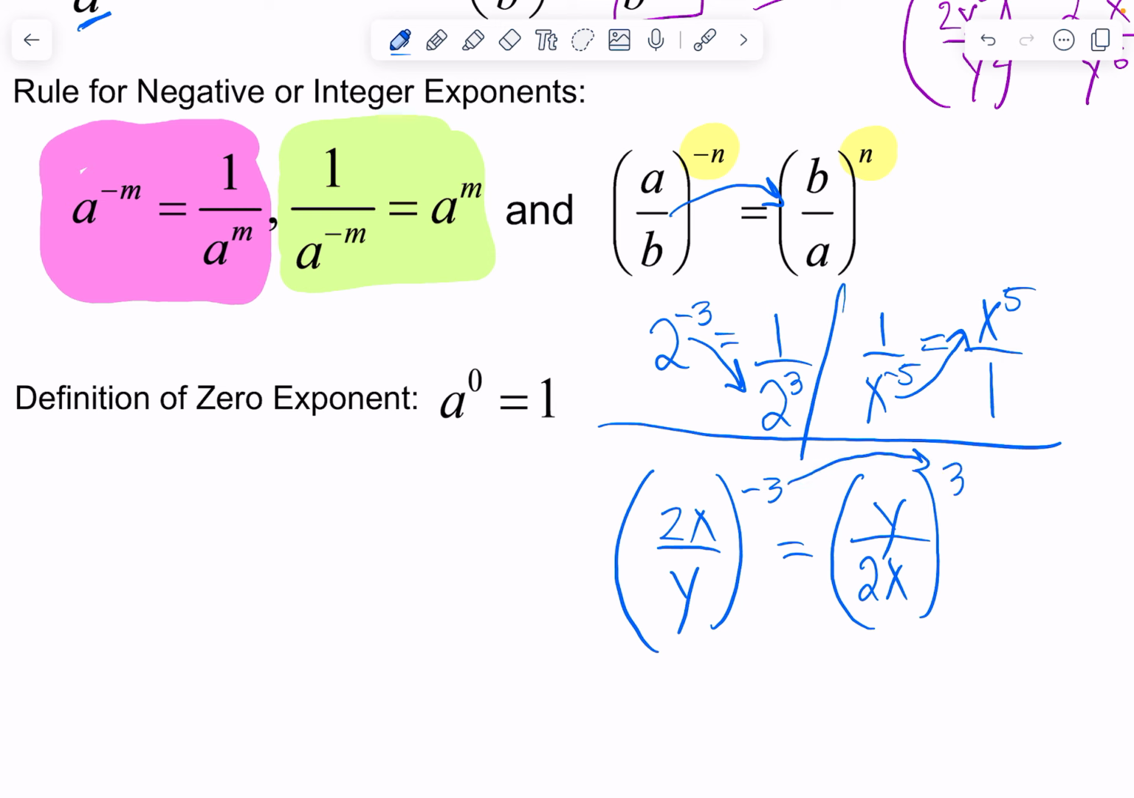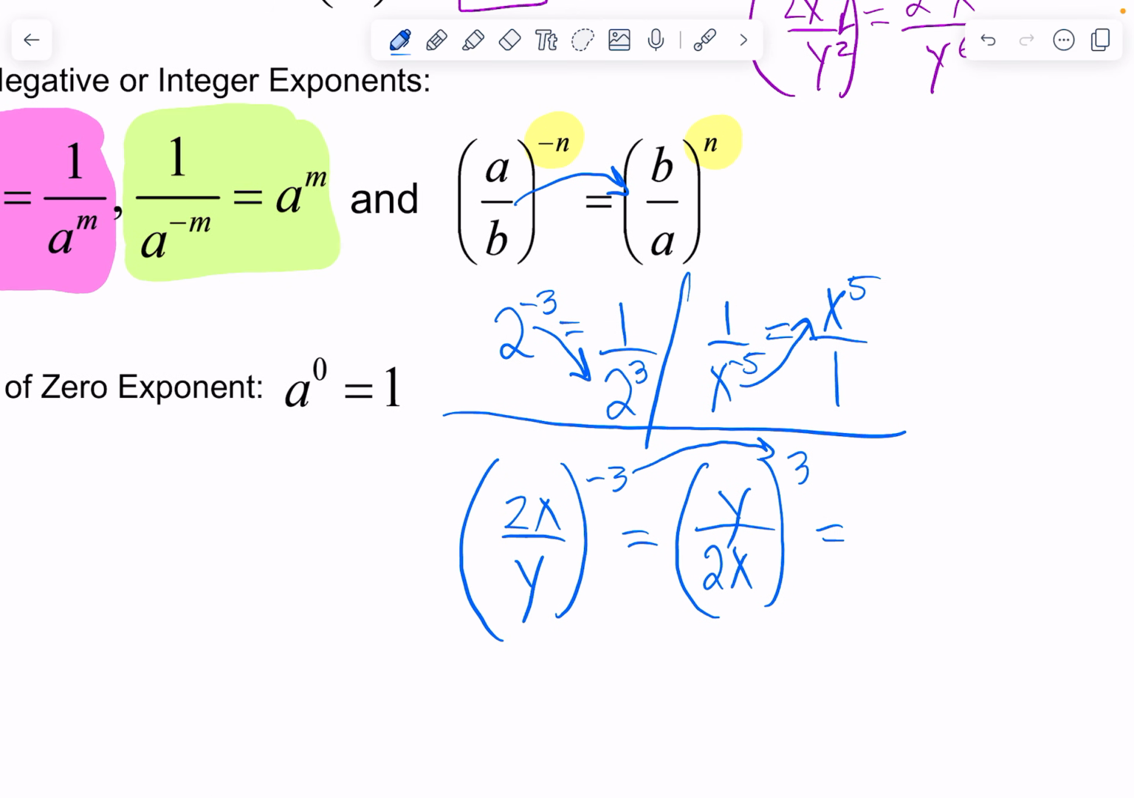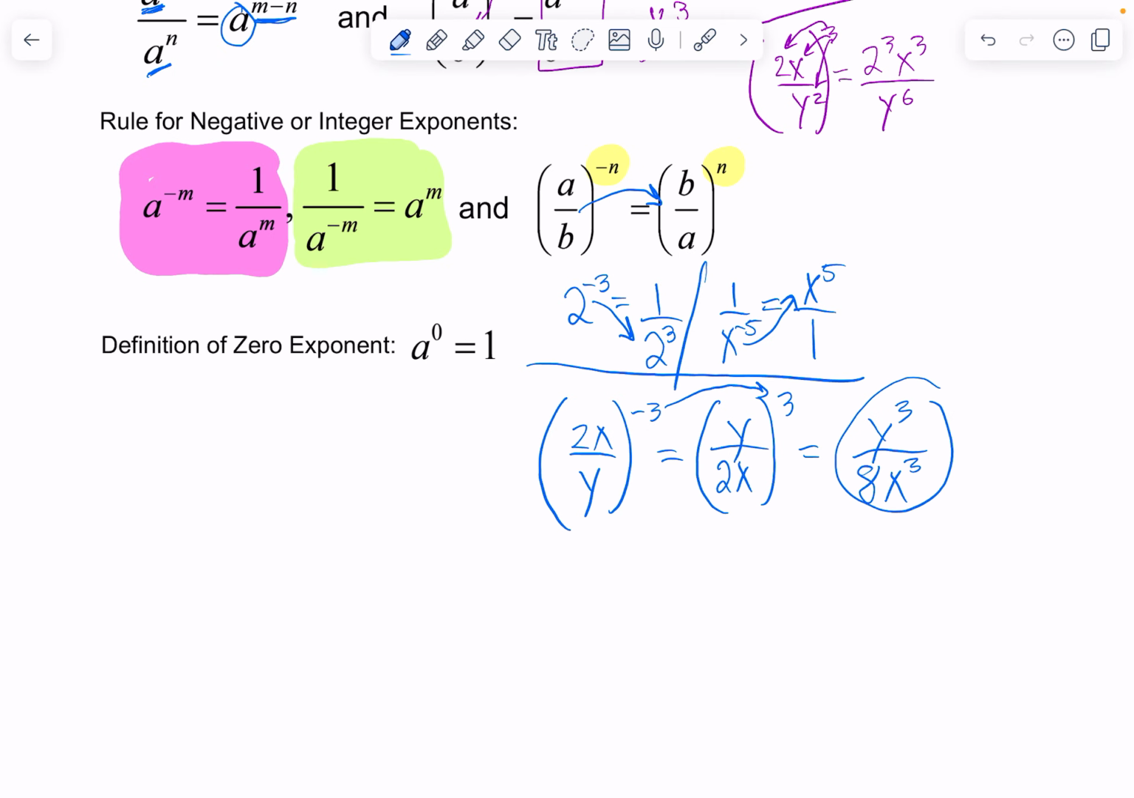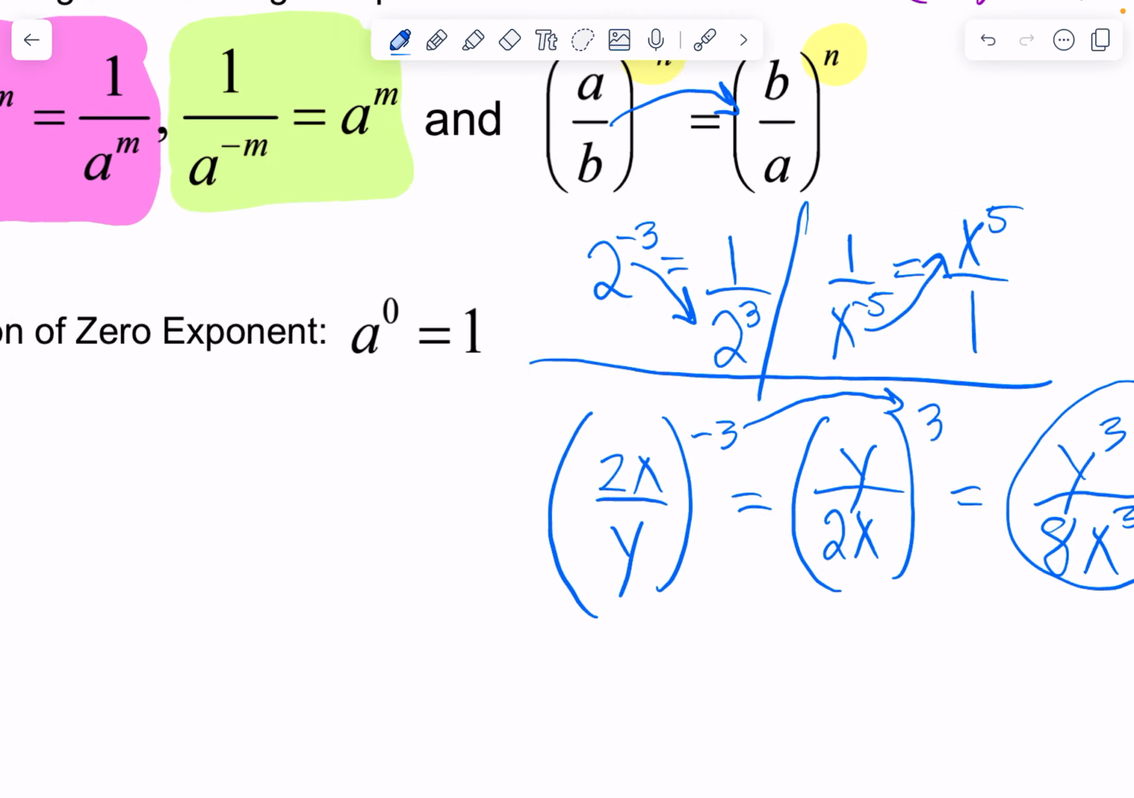And then from there, I can go ahead and distribute that exponent, and it will give me y to the 3rd over 2 cubed, which is 8x cubed. All right. And the definition of zero exponent.